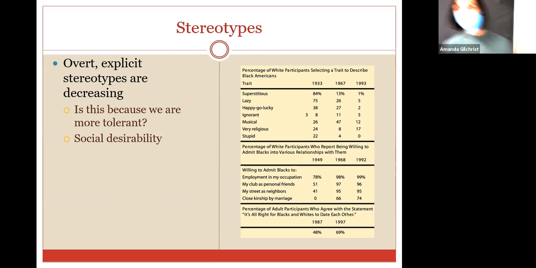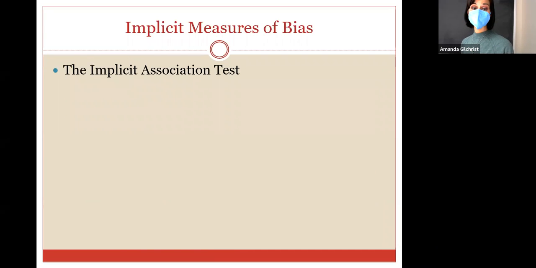So some of this is social desirability. And really, the real issue is that a lot of our behaviors and a lot of the ways that we see the world are due to implicit biases that we are not always aware of.